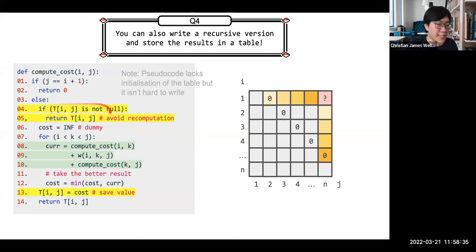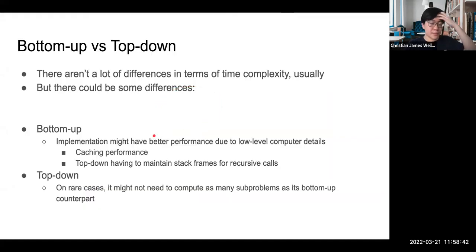So you can also write a recursive version if you have a table and save the value to avoid recomputation. Okay, so bottom-up versus top-down approach, typically there are a lot of differences in time complexity, but there could be some difference that I won't talk too much about here. You can look at it in the slides.